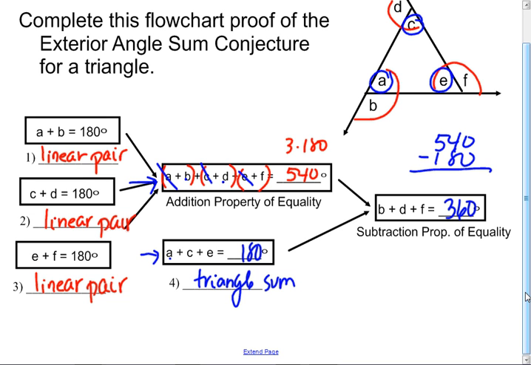Now, I wouldn't expect you to be able to do this proof. We will be doing proofs later on. Right now, it's just the beginning of a proof. And that actually proves to you, no matter what these measures are, if it's regular or not, that the sum of the exterior angles is 360 for any polygon.